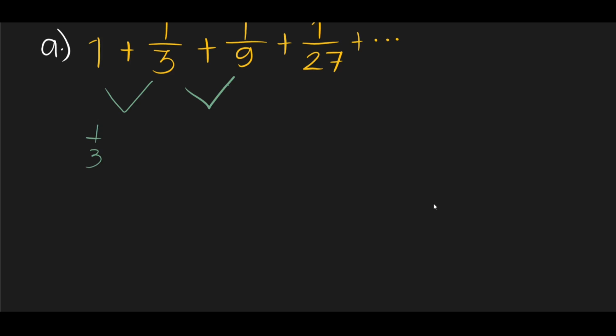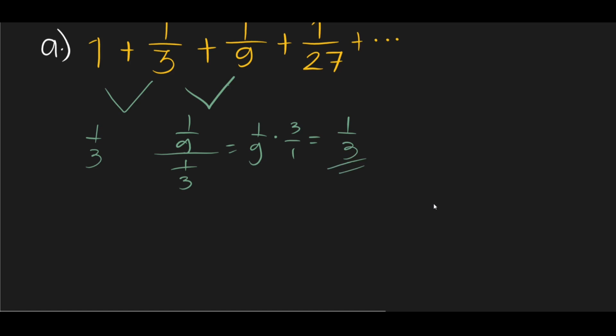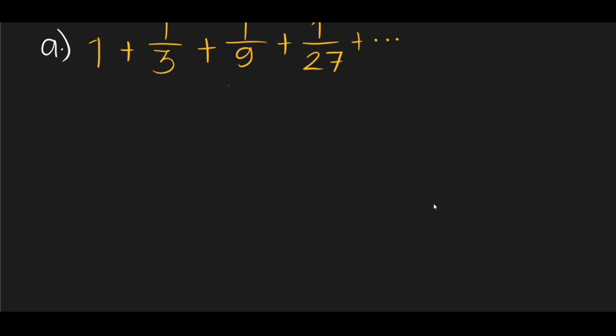How about this one? 1/9 divided by 1/3. So this is equal to 1/9 times 3 over 1, which will be equal to 1/3 as well. Okay, so we can say that our common ratio R is equal to 1/3. Now, since this is 1/3, it is within the range R is less than 1 and greater than -1, right? So therefore, we can find a finite sum for this.